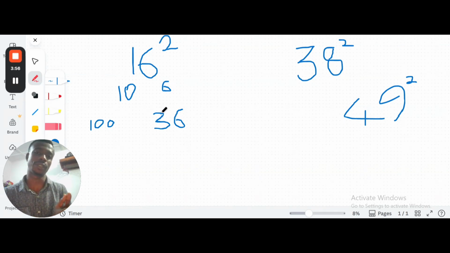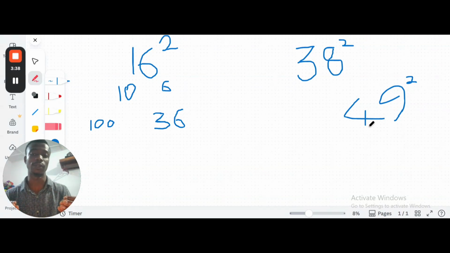Now, the square of 30, this is 30 and 8. The square of 30 is 900. The square of 8 is 64. The square of 40 is 1600. The square of 9 is 81. Now, that's the second thing you do. You find the square of each component part, the tens and the ones.